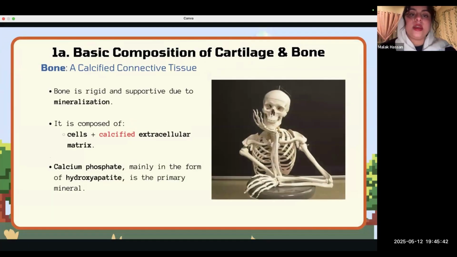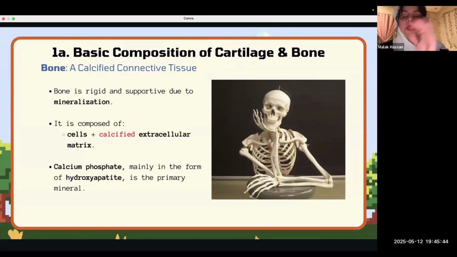Okay? Now that we've talked about the basics of cartilage, let's talk about the basics of bone. Now we know that bone is also a connective tissue, but it's a specialized connective tissue. Why? Because it's calcified. Bone is rigid and supportive, okay? Why? Because we have something called mineralization happening.